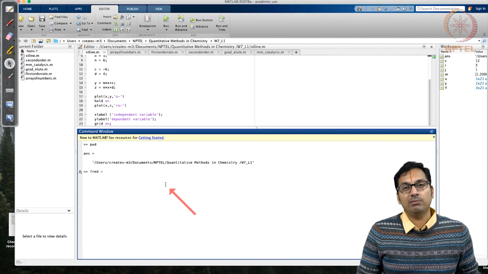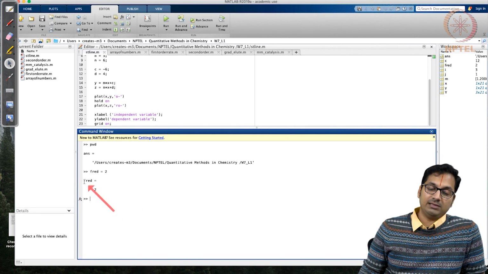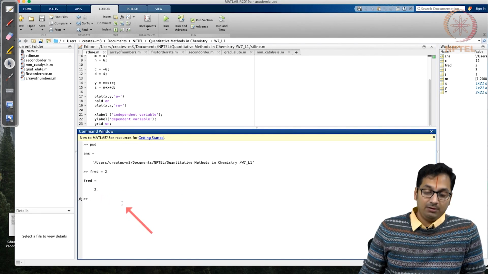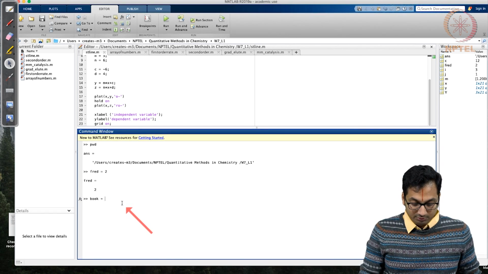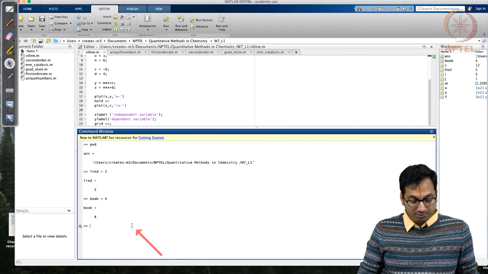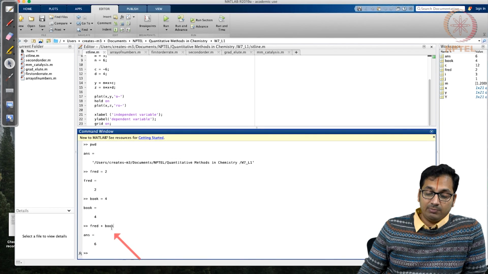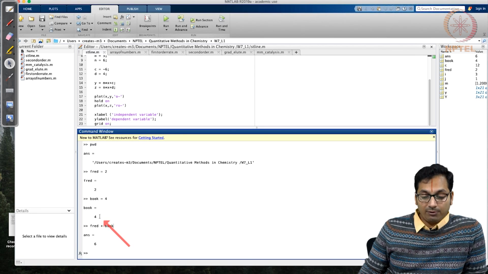So you can call a variable Fred, and if you give it a value 2 and hit enter, then MATLAB says Fred is assigned a value 2. You can also say something like book equal to 4, then it assigns book as 4, and you can always add Fred plus book. In this case, you cannot say Fred is reading a book. Here you would say Fred plus book is 6, because Fred is assigned a value 2 and book is assigned a value 4. And here you realize the simple arithmetic addition is performed between 2 and 4.